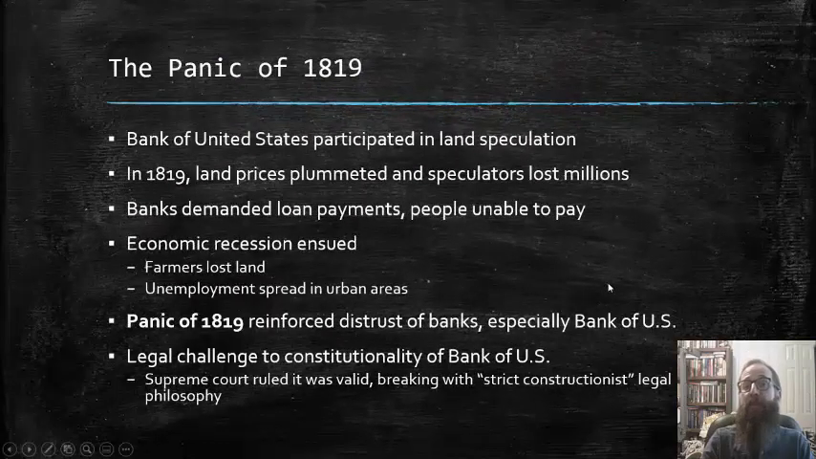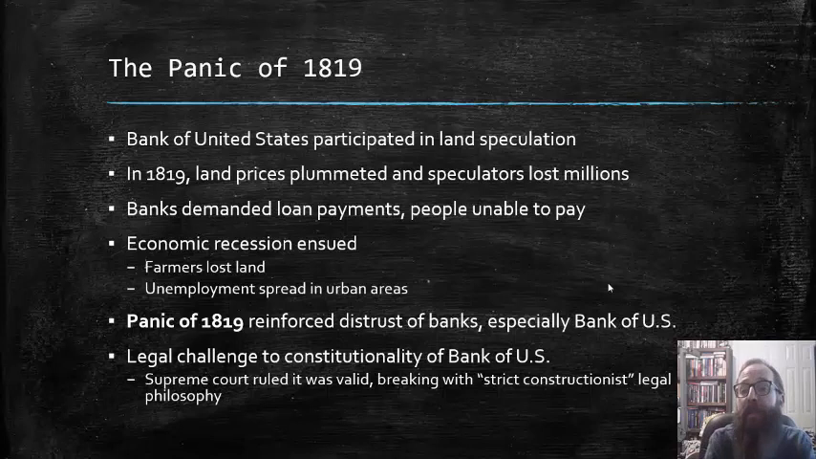The Bank of the United States was also an investment bank as well as a commercial bank, and it participated in widespread land speculation during the 1810s. However, in 1819, land prices plummeted and speculators, including the Bank of the United States, lost millions. Banks began to demand repayment of loans, and most people weren't able to pay those loans back. As a result, economic recession ensued. Many farmers lost their land. Unemployment spread like wildfire through the urban areas.